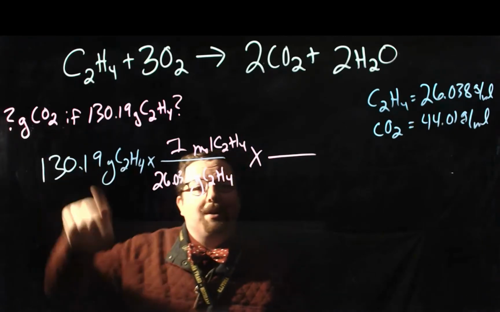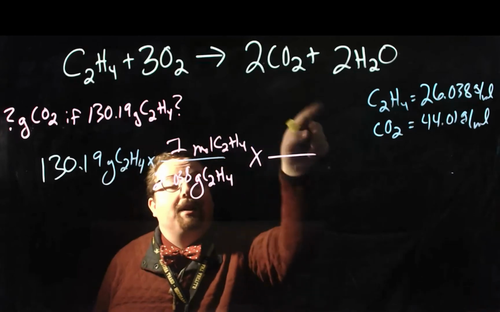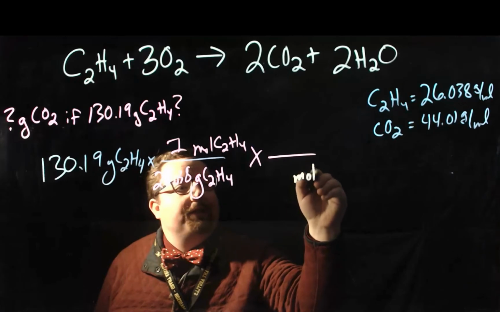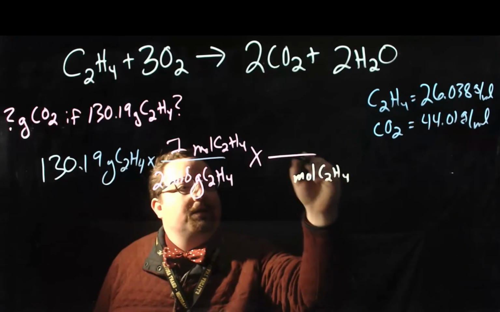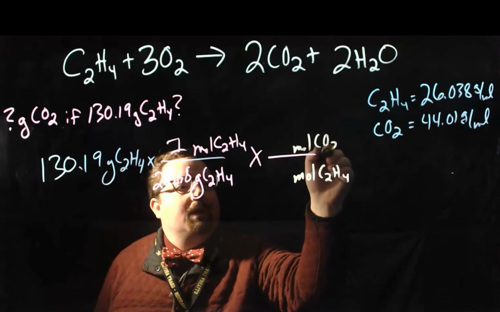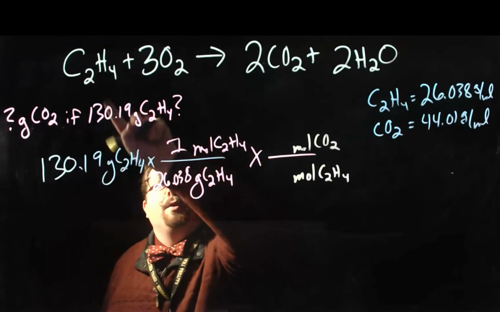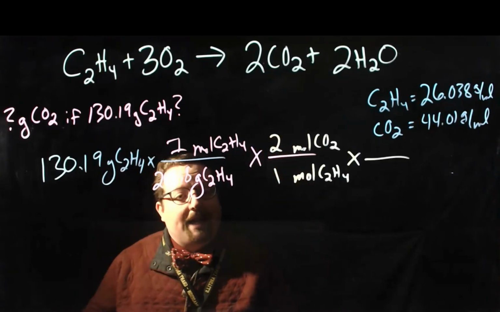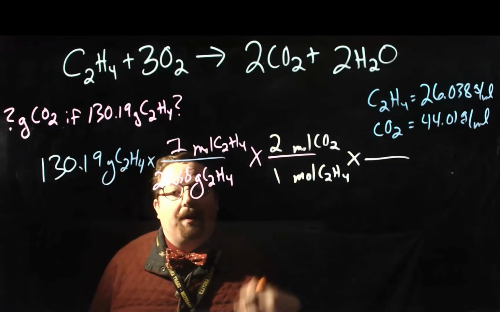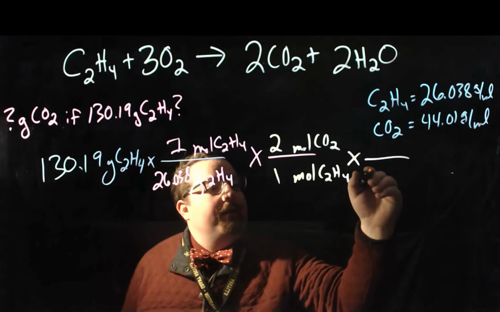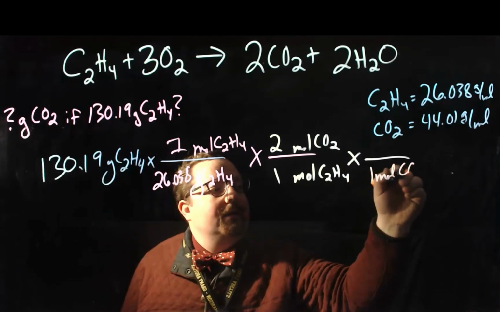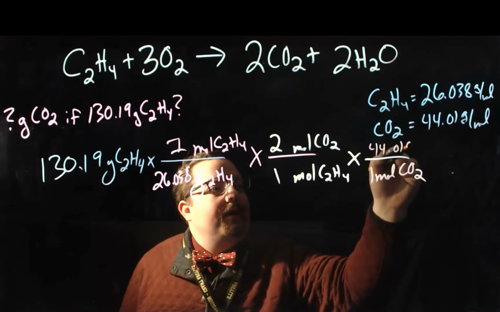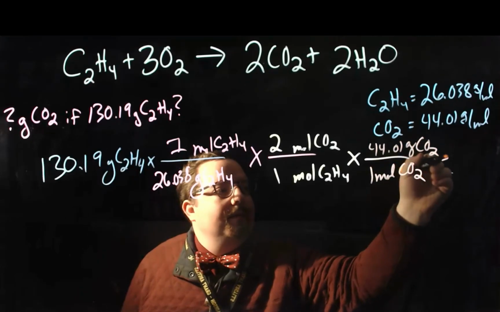We want to get to CO2. So we have to use our balanced chemical equation and the coefficients there to get from moles of C2H4 to moles of CO2. According to our equation, there is 1 mole of C2H4 for every 2 moles of CO2. Our last step is to convert our moles of CO2 to grams of CO2. So for every 1 mole of CO2, according to our molar mass, there are 44.01 grams of CO2.